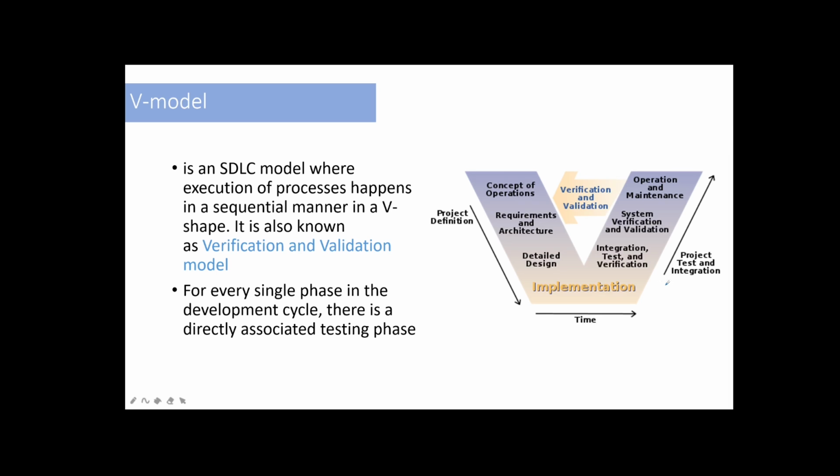So there's a verification phase on one side of the V and on the other side of the V is the validation. So the coding phase here actually joins the two sides of the V model since each functionality you develop needs to be tested right after, or we call that as unit testing. So for every single phase in the development cycle, there is directly associated testing phase.